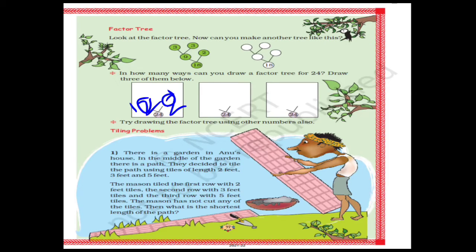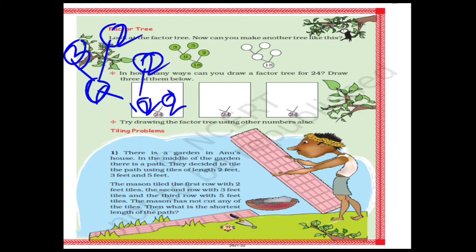Then again you will make another two circles. Then in the first circle you will write 6 and in the second you will write 2. Why? Because we know that 6 into 2 is 12. Then on the top of 6 you will make another 2 circles, and in the first circle you will write 3 and in the second you will write 2, because we know 3 2s are 6. So this will be your first factor tree. Now the second and third will be your homework. So I hope this is clear.